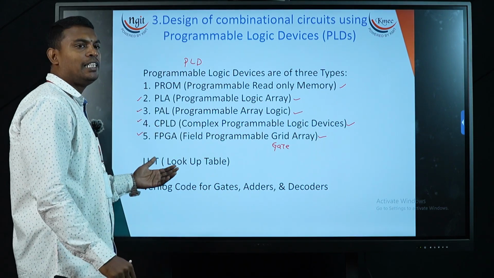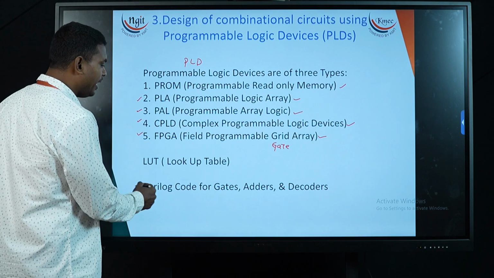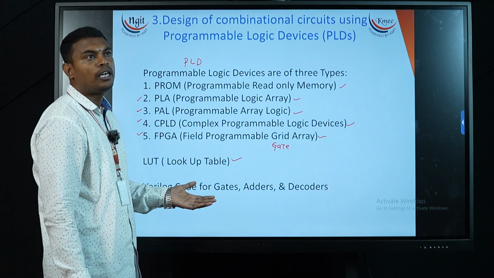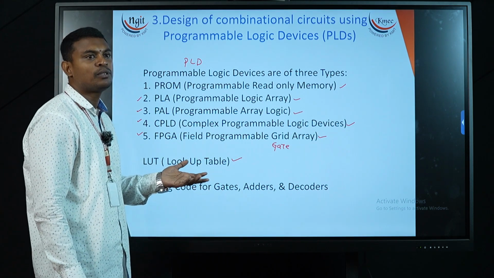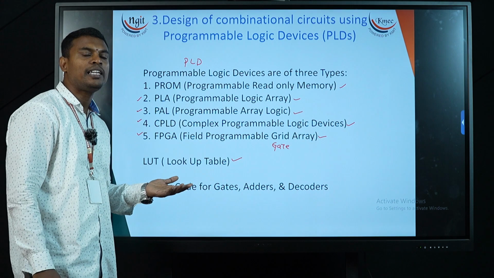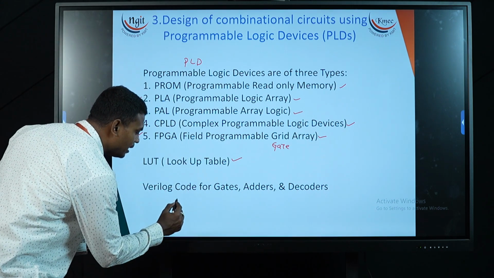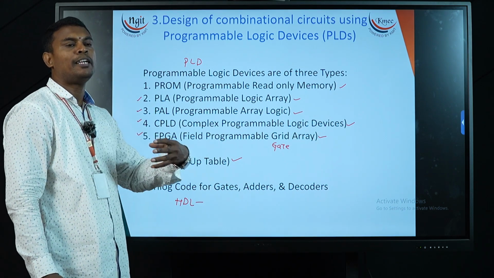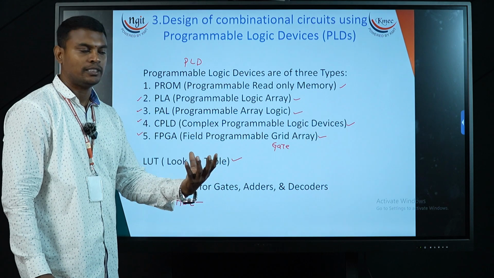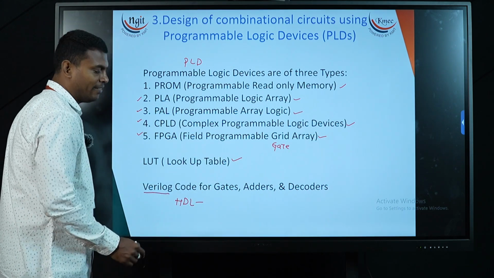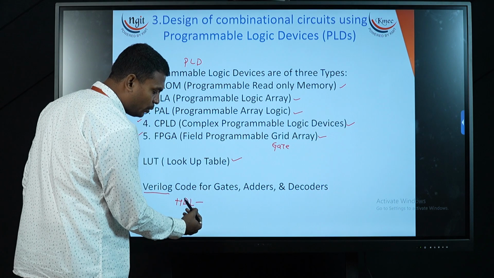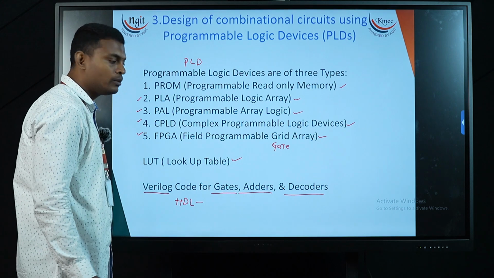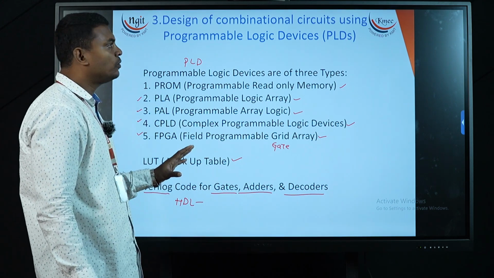Now apart from these PLDs, what you see under unit 3 is LUTs, that is lookup tables. And the last one is we are going to write Verilog code. For example, if you have C, Java, Python, similarly we have HDLs. HDL stands for hardware description language, means we are going to describe hardware through a language. That language we call the Verilog language. So using Verilog we are going to write programs for gates, adders and decoders. So this is what we are going to see under unit 3.